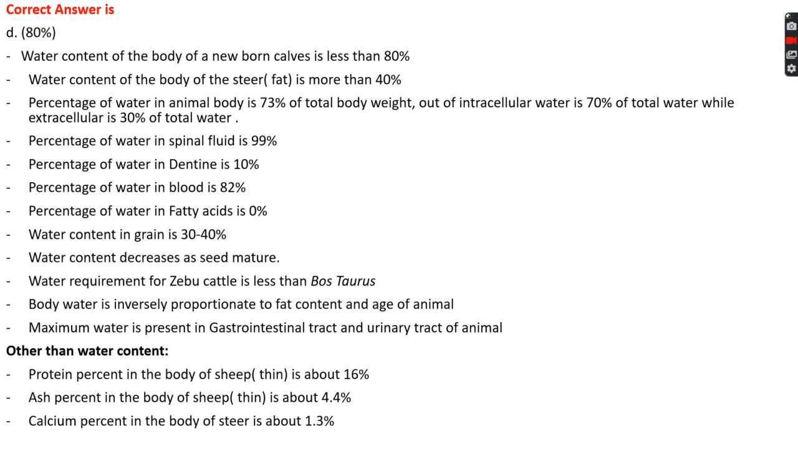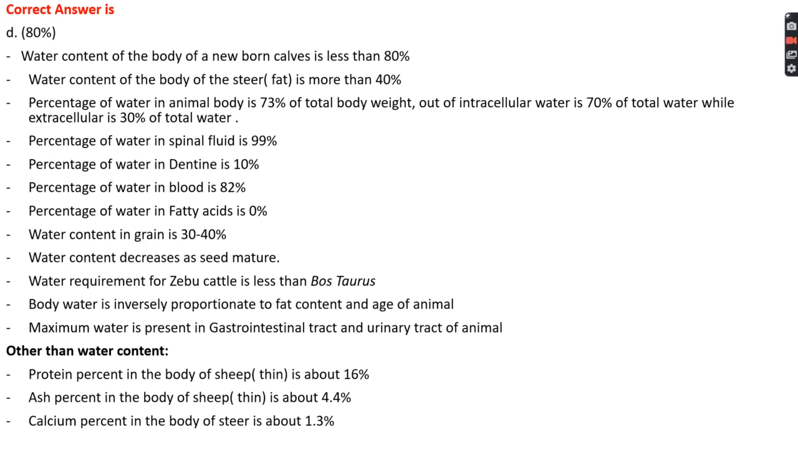Percentage of water in spinal fluid is 99%. Percentage of water in dentine is 10%. Percentage of water in blood is 82%. Percentage of water in fatty acid is 0%. Water contained in grain is 30 to 40%. Water content decreases as seed matures. Water requirement for zebu cattle is less than Bos taurus. Body water is inversely proportionate to fat content and age of animal. Maximum water is present in the gastrointestinal tract and urinary tract of animal.